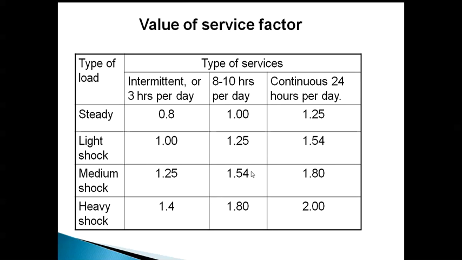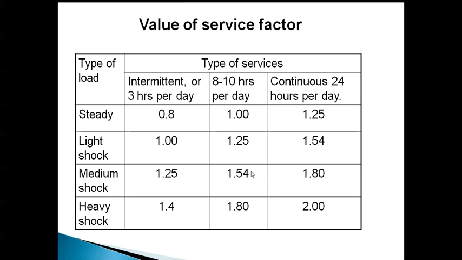For steady load, the type of service intermittent, up to 3 hours per day, the value is 0.8. For 8 to 10 hours per day, the value is 1. For continuous 24 hours per day, the CS value is 1.25. For light shock, intermittent up to 3 hours per day, the value is 1. For 8 to 10 hours per day, it is 1.25, and for continuous 24 hours, it is 1.54.